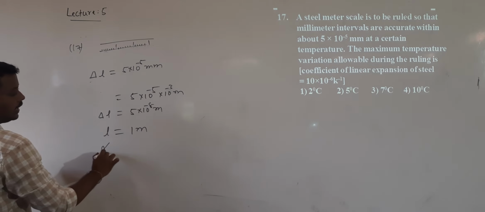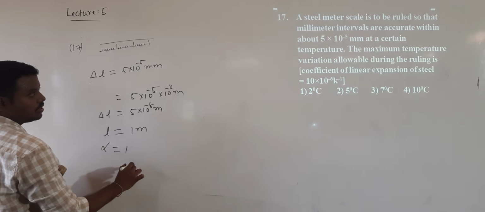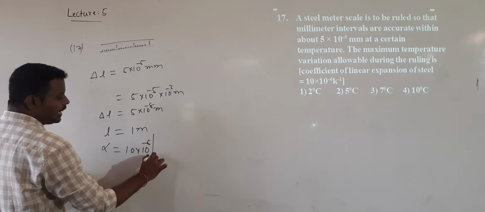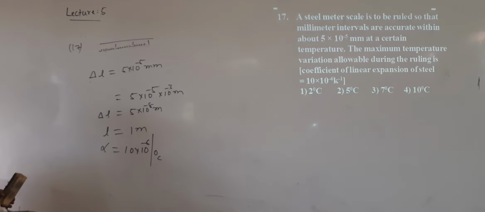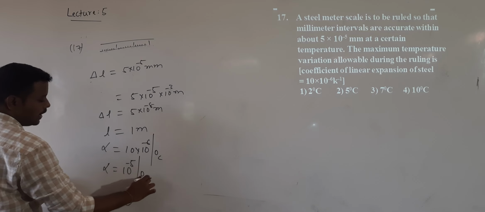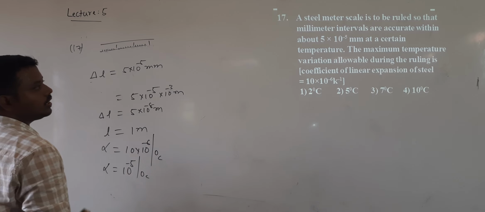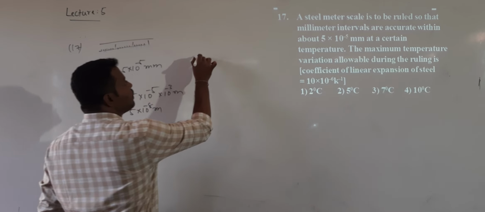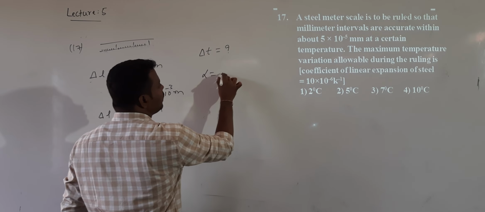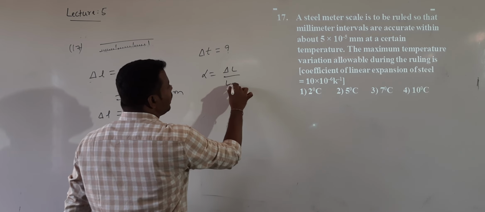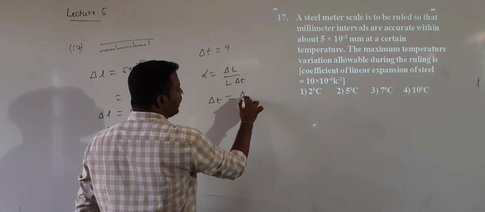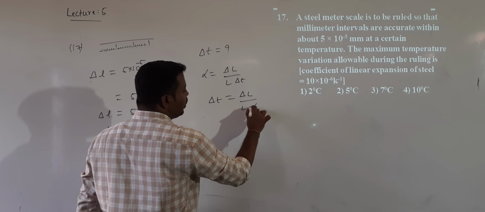So alpha value is given as how much? 10 into 10 power of minus 6. That is not Kelvin, that is in centigrade only. Or alpha value 10 power of minus 5 per degree centigrade. They are asking us to calculate the maximum temperature change, delta T value. What is the formula for alpha? Alpha is delta L by L into delta T. So delta T is given by delta L by L into alpha.